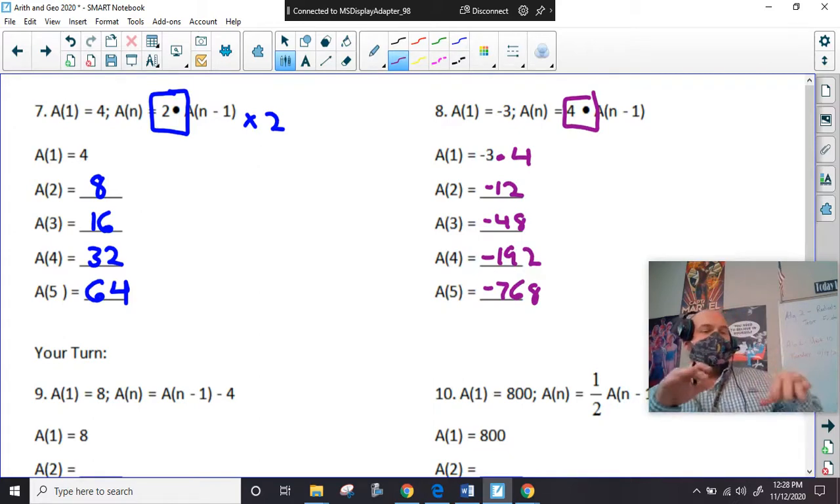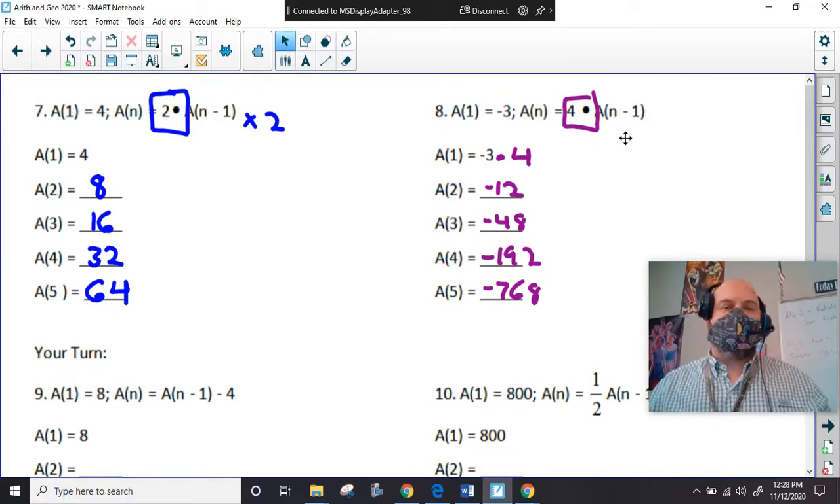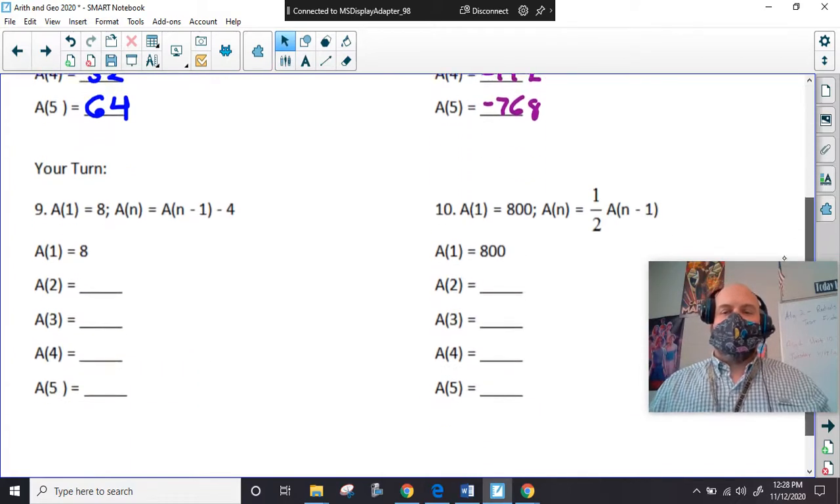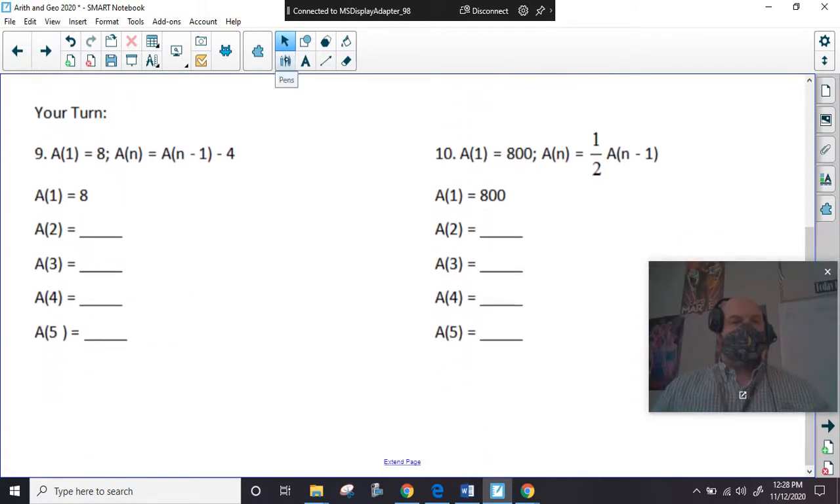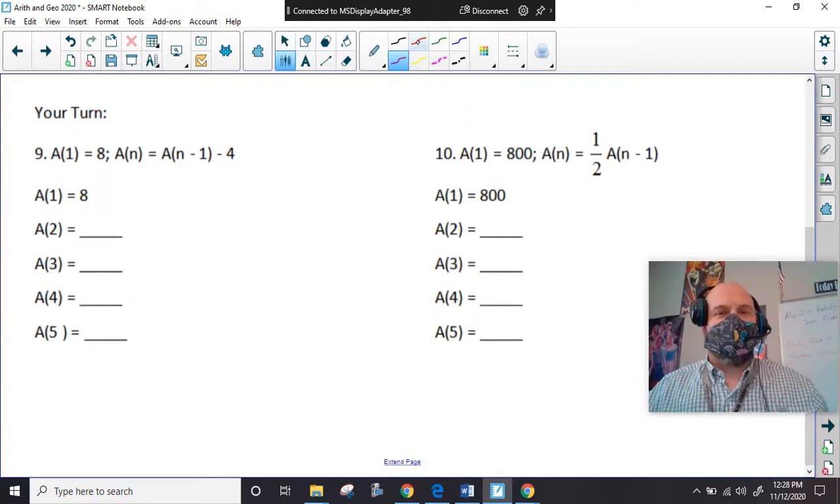Now, I know it says your turn. We're going to do it as an our turn because I just want to do it that way. It's me. It's 2020. Just roll tide and whatever. Okay. All right. So that's right.